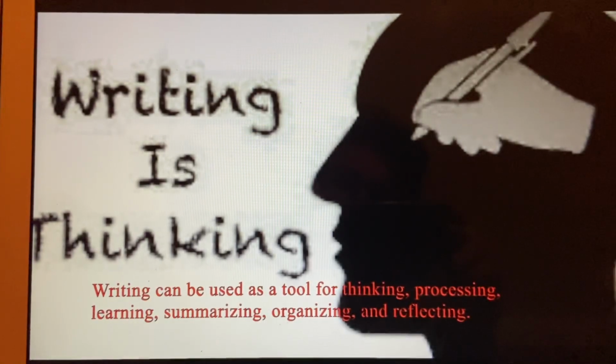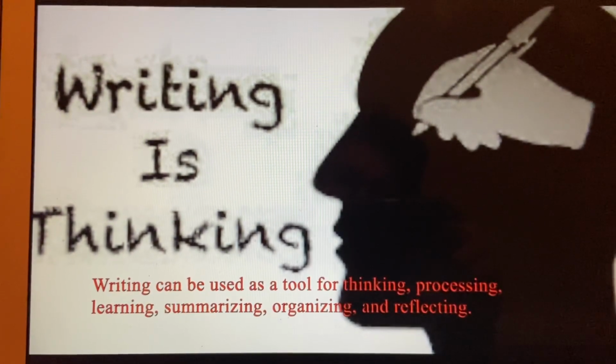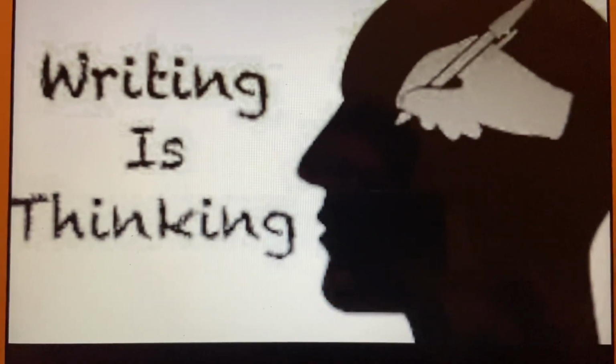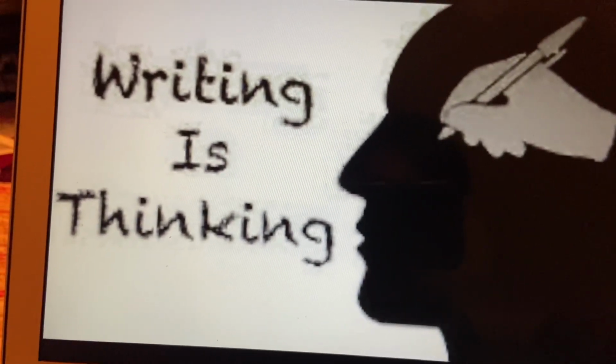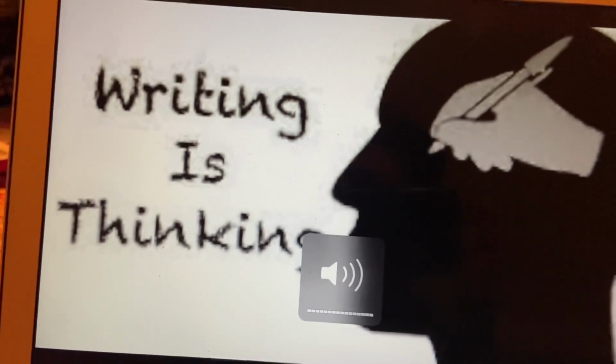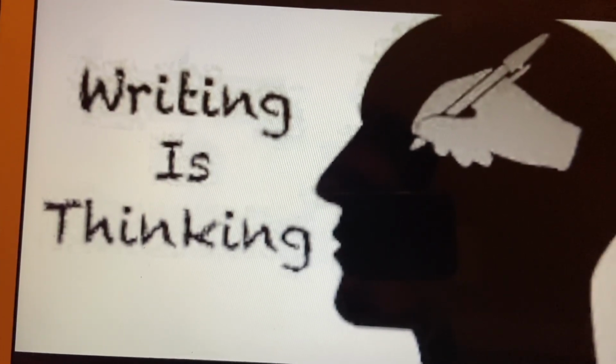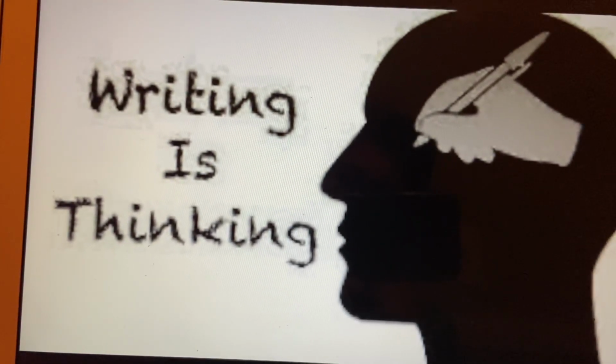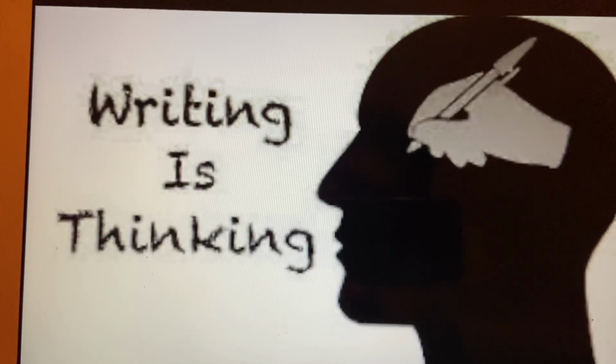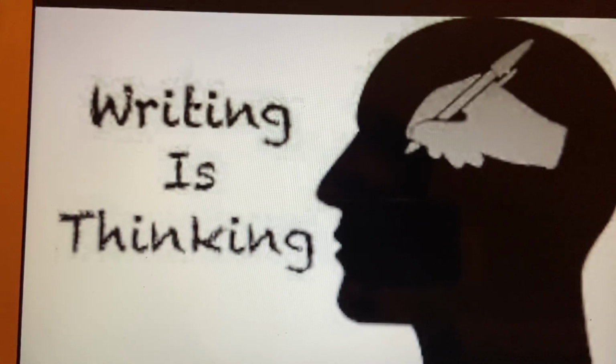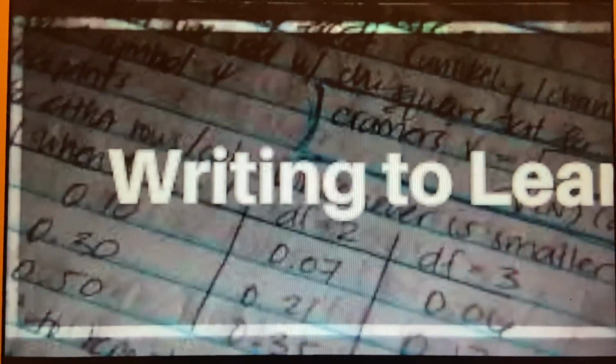Writing can be used as a tool for thinking, processing, learning, summarizing, organizing, and reflecting. Writing can be used to communicate ideas and thoughts, build a position for argument, and keep you on track when you're at the grocery store. Writing is versatile. It has unique properties that change depending on the objective. Most importantly, writing has the potential to improve learning.